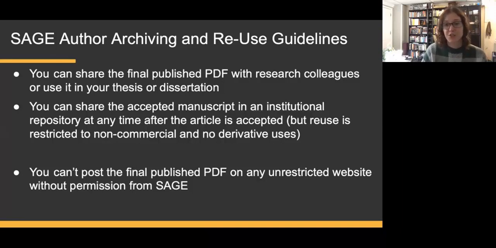For Sage this is an interesting example. This happens anytime after the article is accepted. It's also really common that you might have to wait to be able to do this, sometimes called an embargo period, maybe 1 or 2 years after publication, before you're allowed to share that accepted manuscript version.